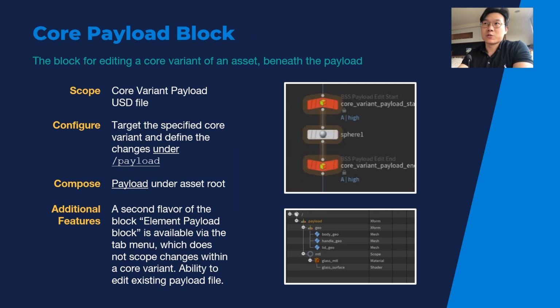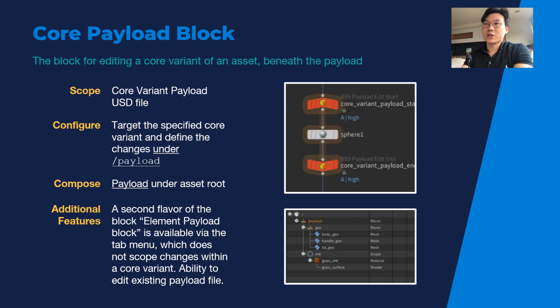For our asset works, we introduced two blocks to deal with our core variant structure. As shown earlier, for our asset structure, each core variant will have a payload file and a layer file. The payload file contains data that would be payloaded, while the layer file is an additional level of abstraction to encapsulate the payload. The core payload block here is targeted specifically to the payload USD file. It configures the scene to have a payload primitive, which by convention is where we usually put the data that are meant to be payloaded.